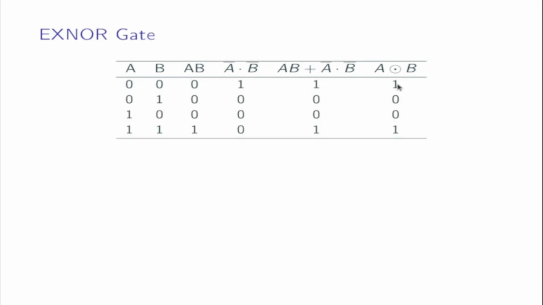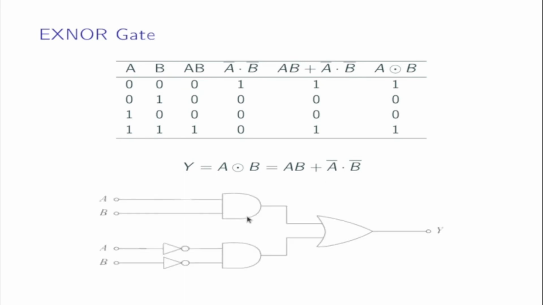A, B, output is 1001. From that you can write Y is equal to A XNOR B is equal to A B plus A bar dot B bar. So Y is equal to A B plus A bar dot B bar is the XNOR gate. So you can draw an XNOR gate in this way. So this is A B, here is A bar B bar, so this will be A bar B bar. This OR gate will add both, so the output will be A B plus A bar B bar. So this is the construction of the XNOR gate.